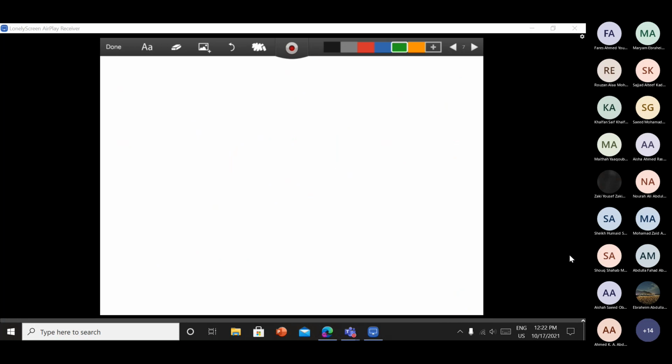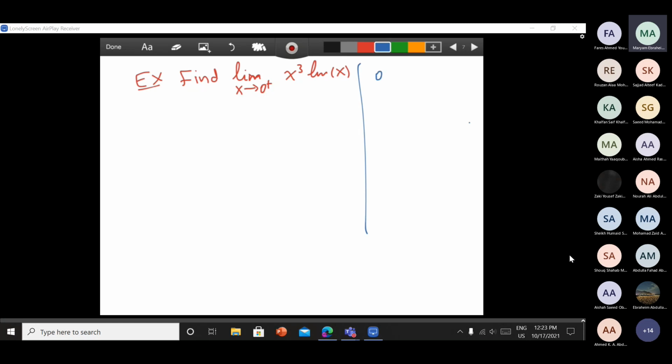Now, let's have another example. Find the limit when x tends to 0 from the right side of x cubed ln x. If you substitute, I will have 0 times infinity, right?